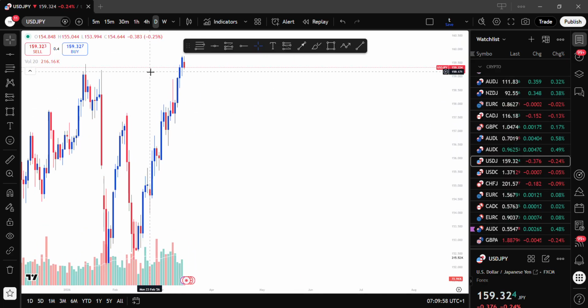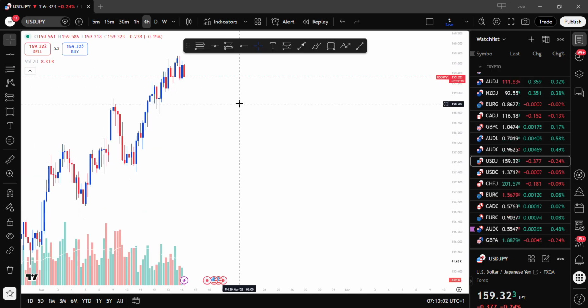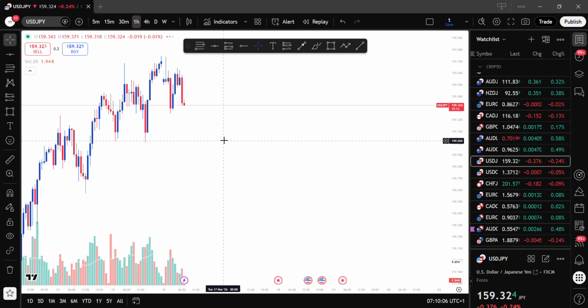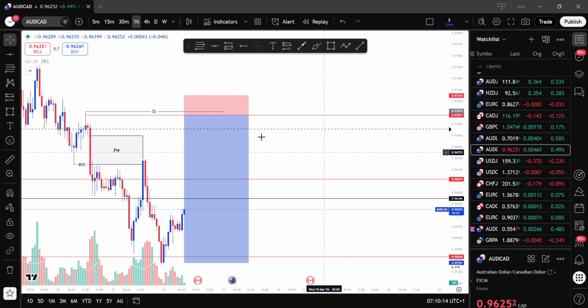We just broke a structure, broke another structure. Let's see if it's going to keep pushing to the upside. On the 4 hours time frame, there is no entry, nothing happening yet, no clear sign. On the 1 hour time frame as well, it seems market is not giving a clear entry. Let's just keep this on the wait list and see what happens later.